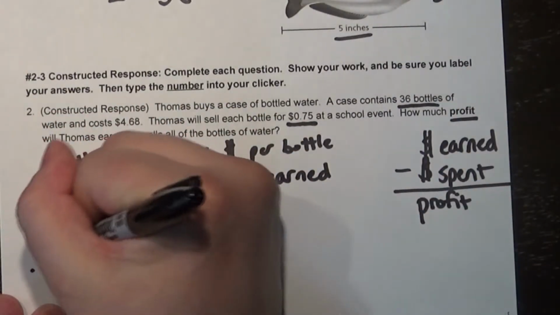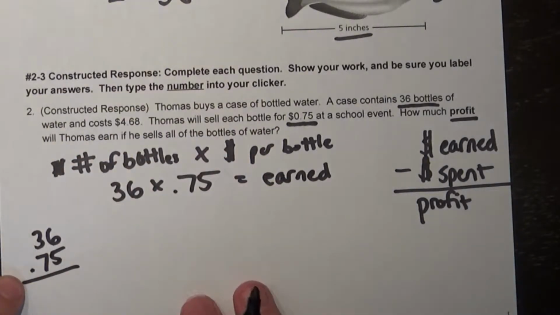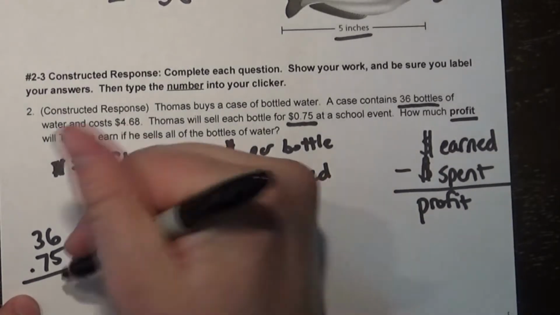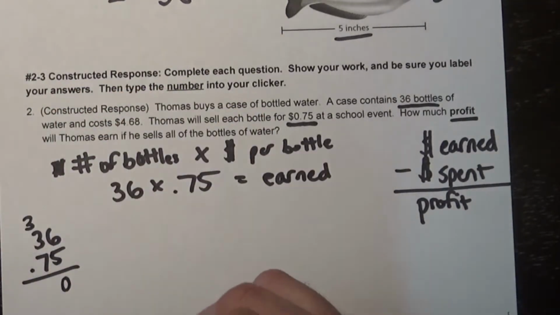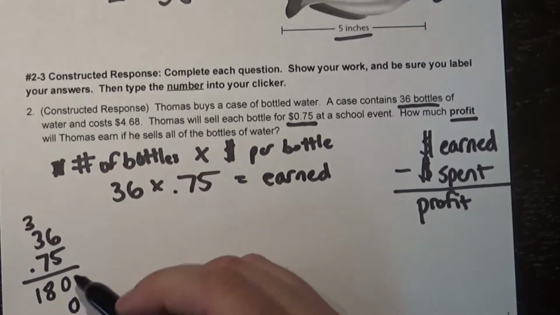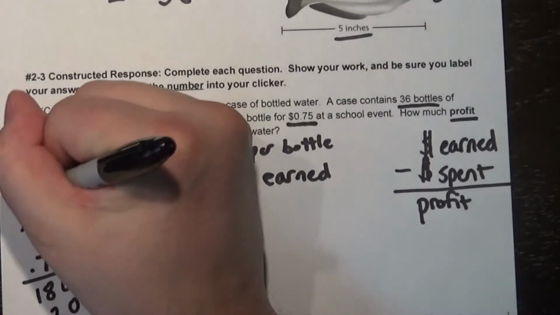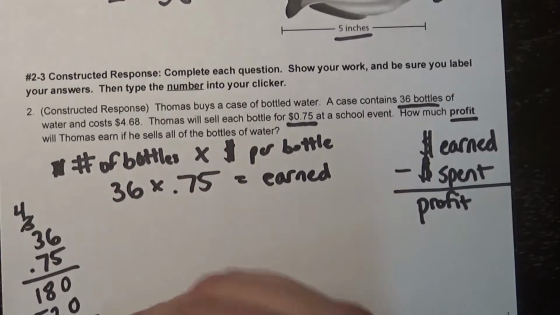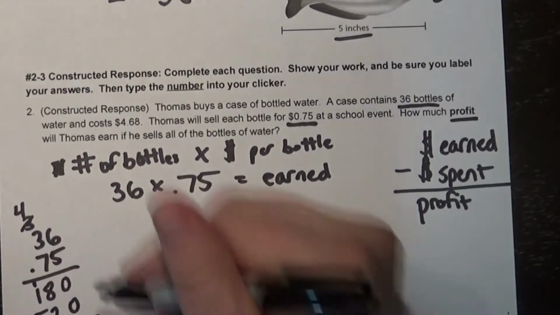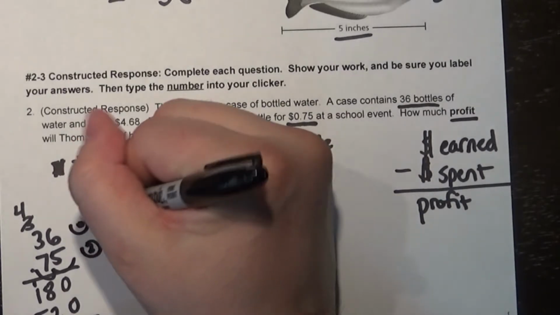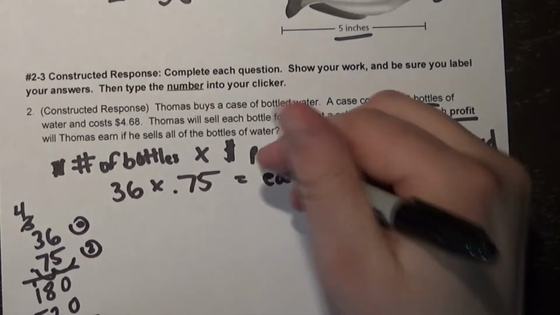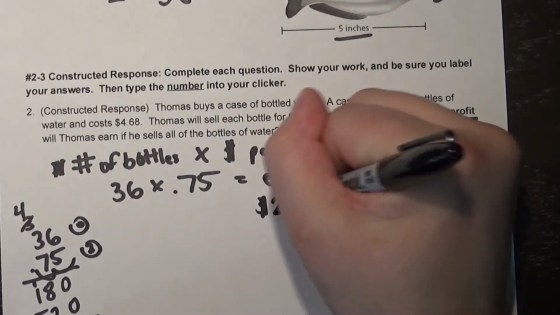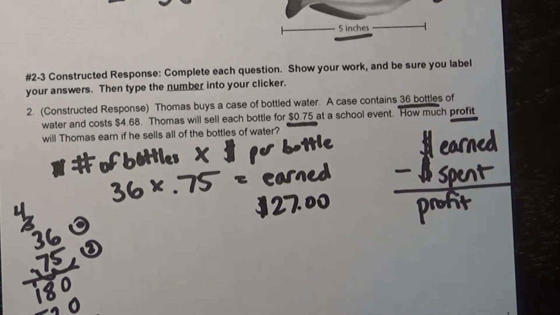Let me do the quick math here. I'll set it up as a multiplication problem. Notice I have a decimal here, but I'm not worried about that yet. I'm going to worry about that later. So I have 6 times 5, which is 30. I have 5 times 3, which is 15, plus 3, which is 18. Add my 0 as my placeholder. Now I have 7 times 6, which is 42. And 7 times 3, which is 21, plus 4, which is 25. Now I can add these together. I have 0, I have 10, I have 7, and I have 2. Since I had a decimal that moved 2 times here and 0 times here, it needs to move over 2 times here. So the total amount that was earned is $27 if he sells all 36 bottles at this school event. Okay, so he's earning $27, but that's not the total profit.